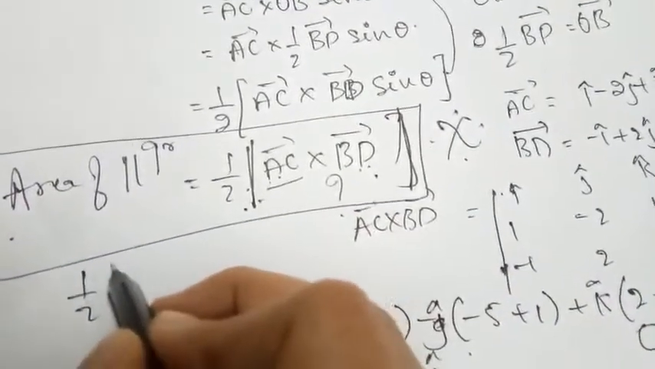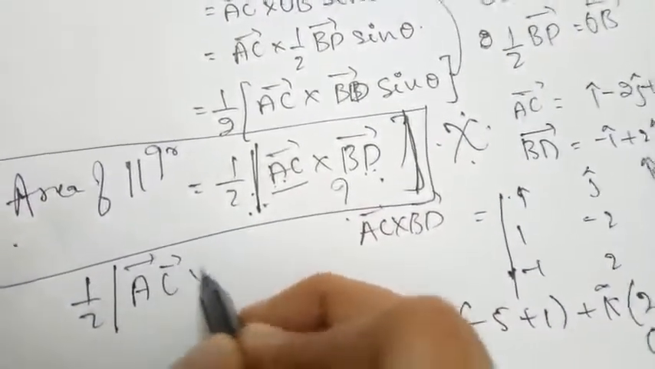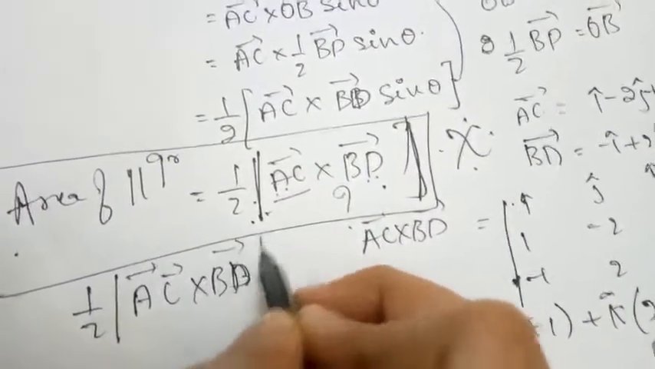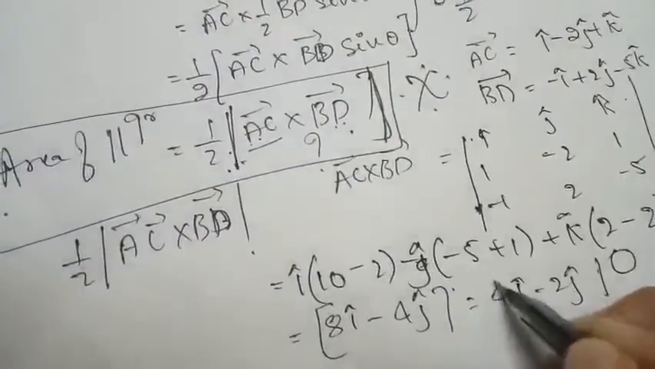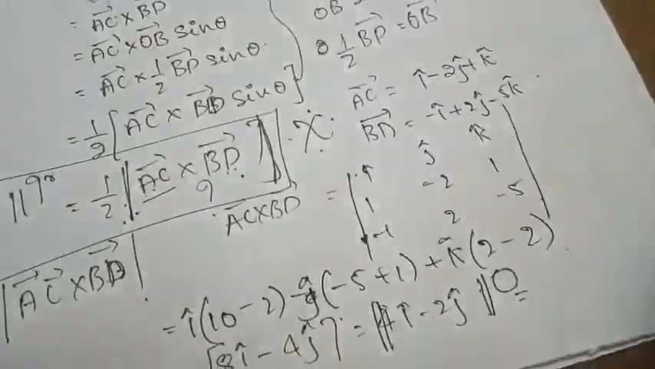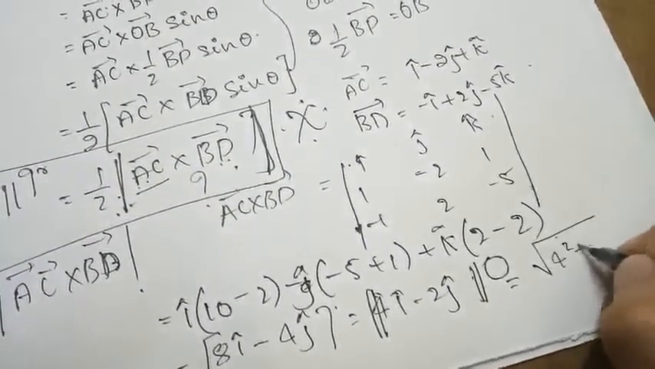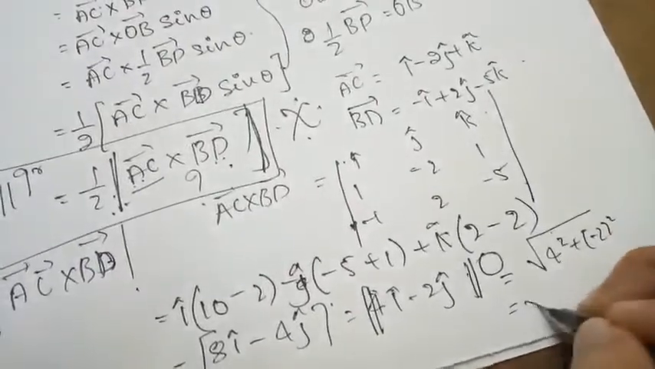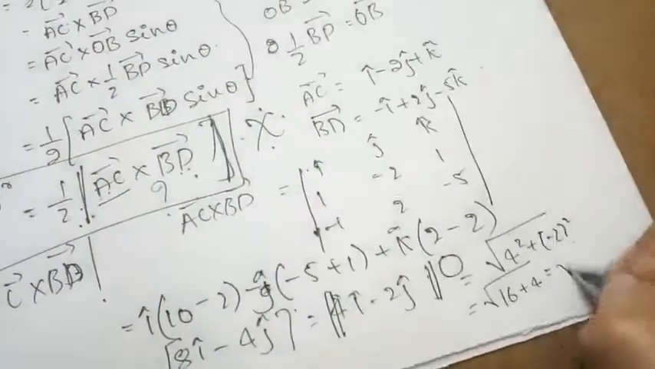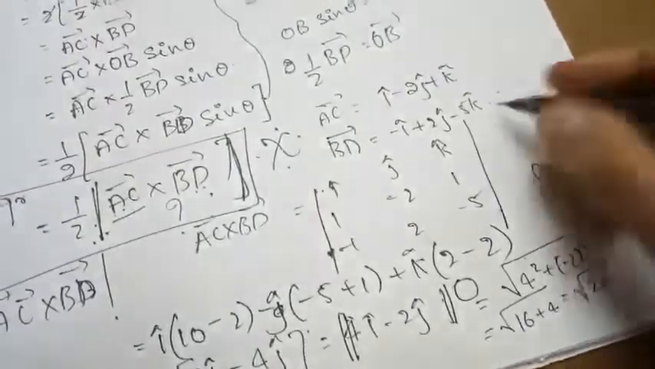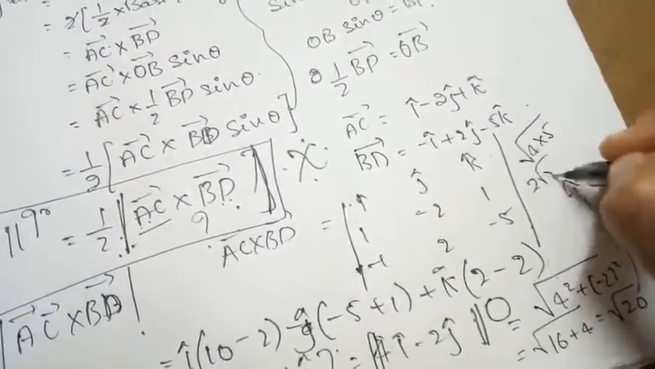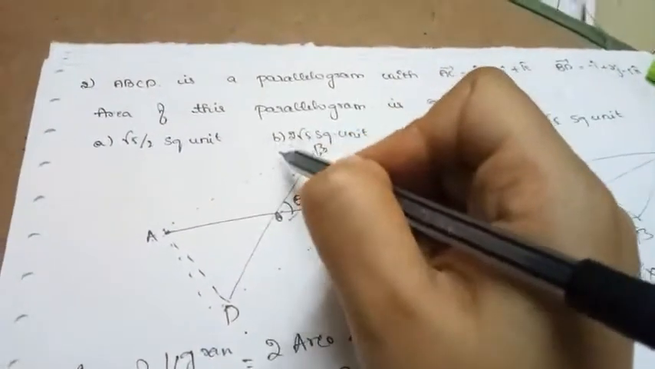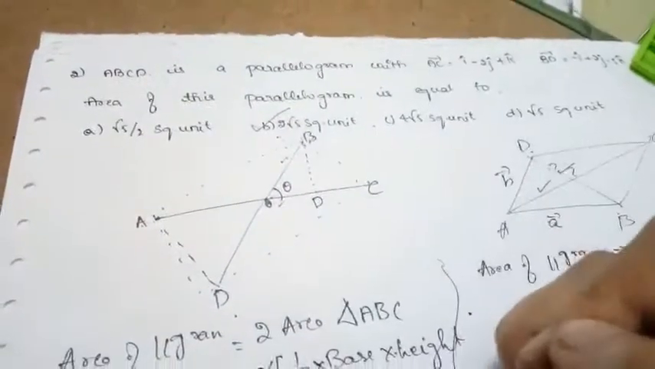But we need half of this one, half of vector AC cross vector BD. So half means what happens here? That is 4 i cap minus 2 j cap. But we need the magnitude of this one. So magnitude of that one is nothing but square root of 4 square plus minus 2 square. It is nothing but square root of 16 plus 4, which is square root of 20. So I can write square root of 20 as square root of 4 into 5, which is 2 root 5. So this option is in the question, that is option B, 2 root 5 square unit.